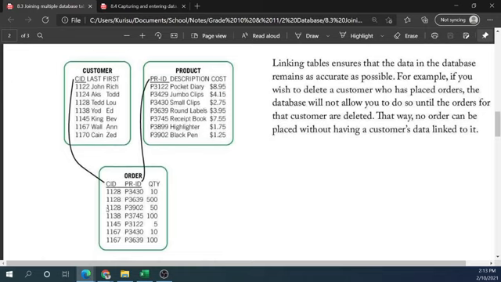So the line that you're seeing there is indicating the relationship. So between the customer and the product, what kind of relationship is it? Between customer and order. Sir, customer and order, that's one-to-one. One-to-one. And what about product and order? Sir, once again, one-to-one.